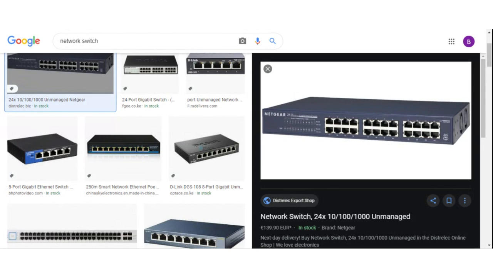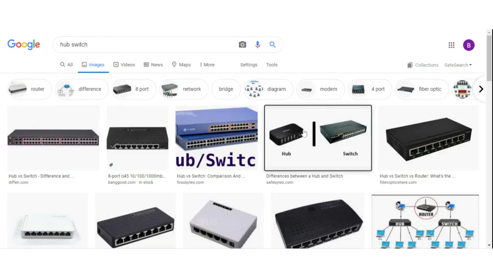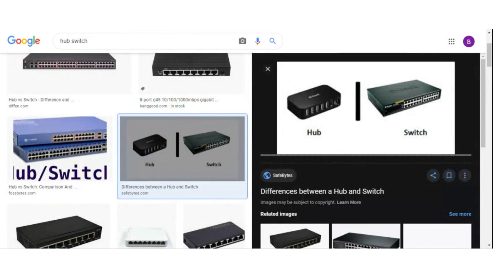Let me show you a hub now. A hub can have like five ports. You can see this hub here, it has a small number of ports. Can you see that? Yes, I've seen.